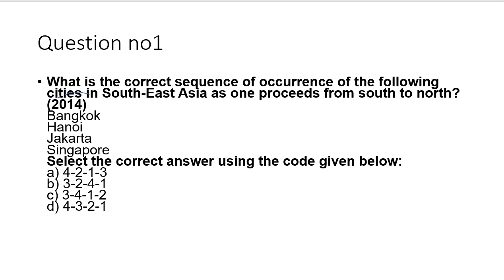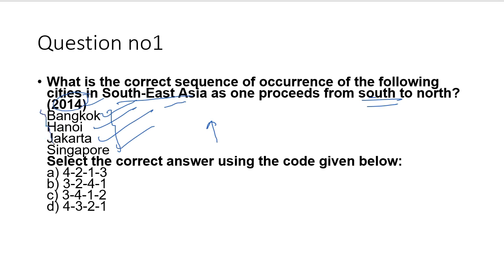This question was asked in the UPSC prelims 2014, and it is about the arrangement of South Asian cities from south to north. The four cities given are Bangkok, Hanoi, Jakarta, and Singapore. These four cities are to be arranged from south to north. So we will discuss each city.